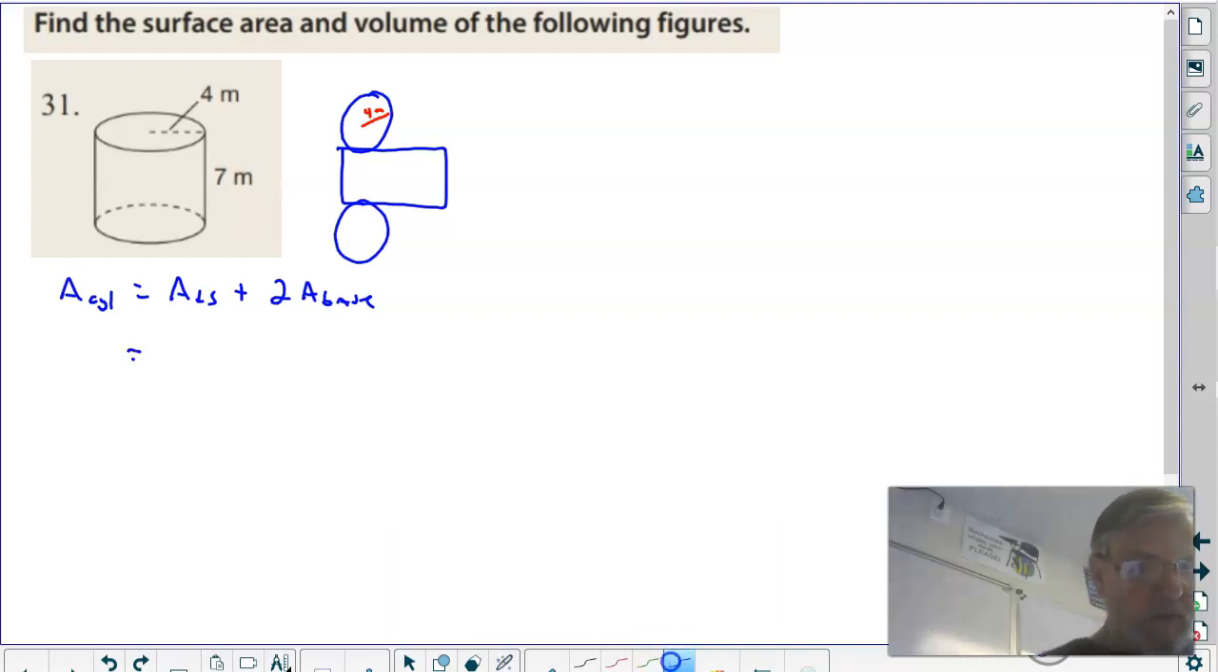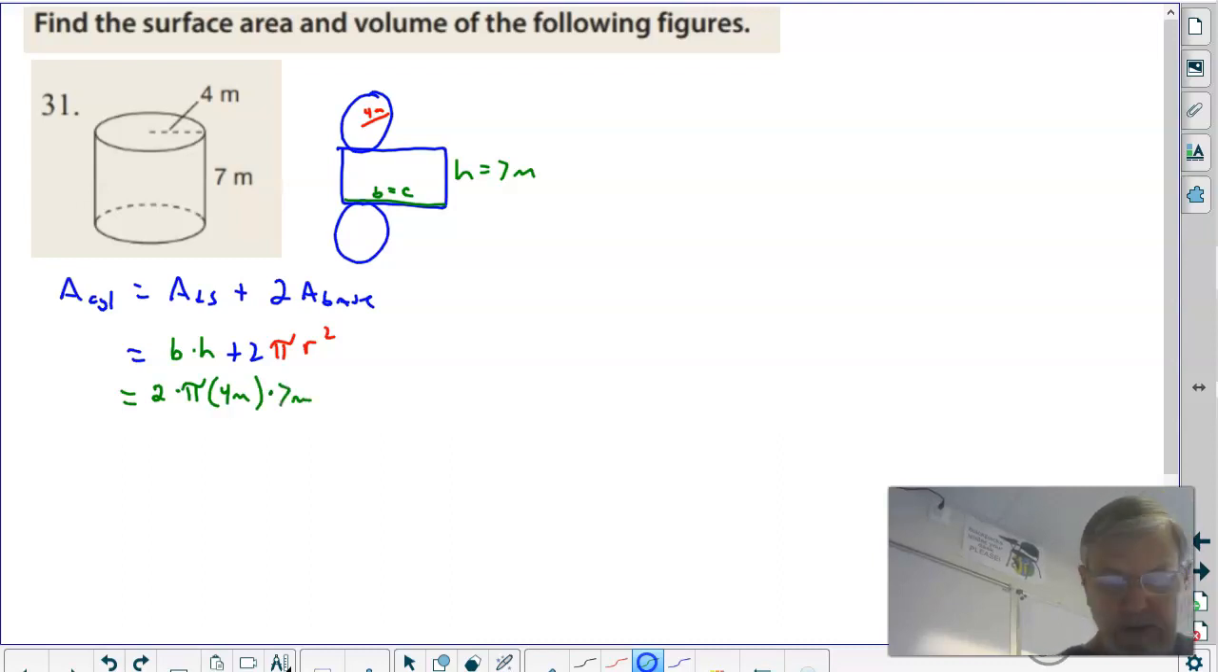So let's get into the specific formula. The area of the lateral surface is going to be base times height. The base is going to be the circumference, and the height is that value, and they told us that that's 7 meters. Okay, and then plus 2 times the area of the base, and the base is a circle, and the formula for area of a circle is pi r squared. All right, so let's begin to sub in. Okay, what is the circumference? 2 times pi times the radius, 4 meters, times the height, 7 meters.